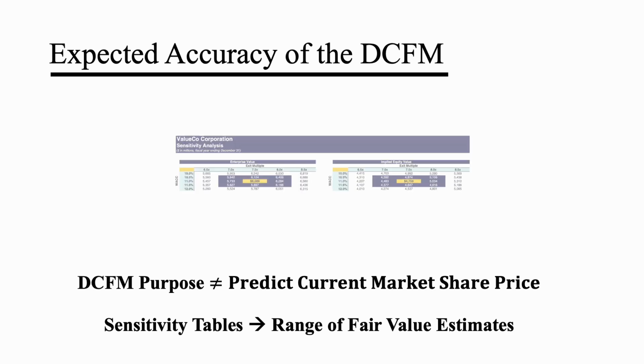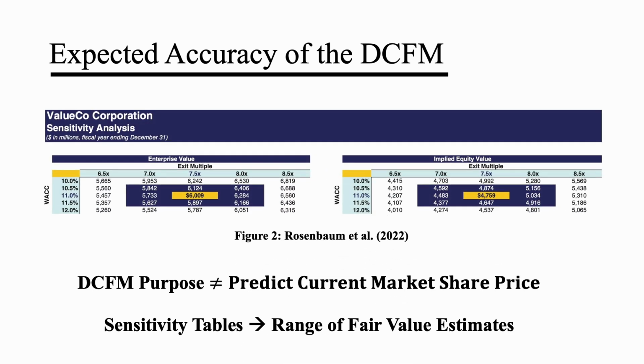So, the expected accuracy of the DCF. Importantly, the DCF does not aim to predict current share prices. Rather, it estimates a range of fair values for equity assets. This range is derived using sensitivity analysis, adjusting variables like WACC and exit multiples to see how these adjustments impact the implied fair equity value. If we look at the left-hand table, we can see a range of WACC and a range of exit multiples. And this gives us a range of outcomes or outputs, such as an enterprise value, from which we can derive the fair implied per share value.